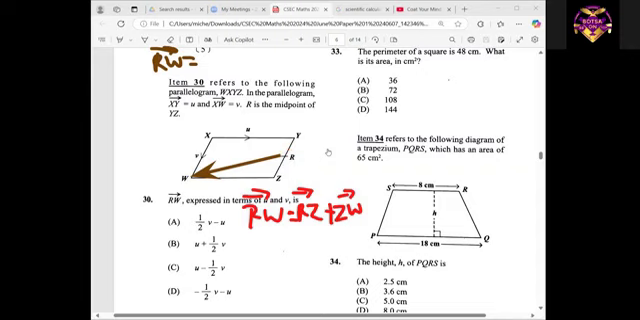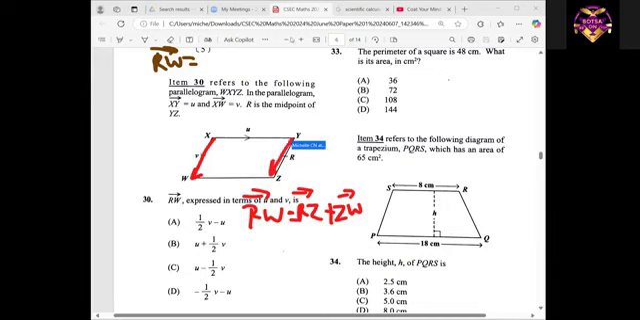Remember, I need you all to wake up a little bit right now. This is a parallelogram, right? In a parallelogram, opposite sides are equal and parallel. So since XW is V, what is YZ?